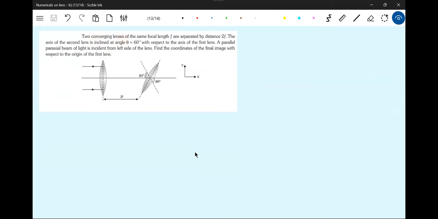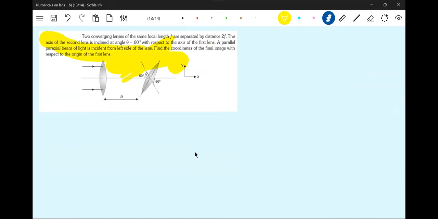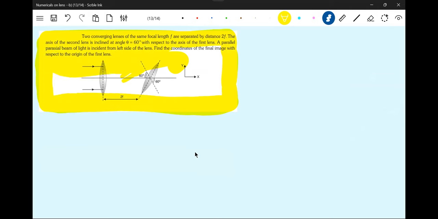Two converging lenses of focal length F. Let me color it a little bit so it is clearly visible. Two converging lenses of the same focal length F are separated by distance 2F. The axis of the second lens is inclined at an angle theta equal to 60 degrees with respect to the axis of the first lens. A parallel paraxial beam of light is incident from the left side of the lens. Find the coordinates of the final image with respect to the origin of the first lens. The other lens is a little bit inclined.